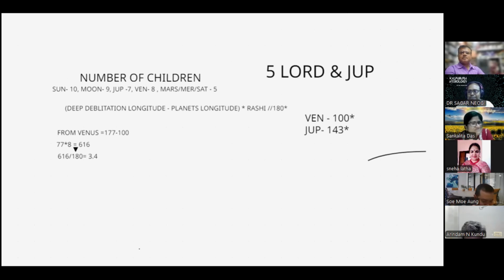Right? Is it clear? So that is the Rashmi. Everyone, please understand. We shall do three methods of calculating the number of children. This is the first method. We shall do the divisional chart method in the divisional chart portion, and the Ashtakavarga method in the Ashtakavarga portion. But this is Parashara's simple technique. The rule is the deep debilitation longitude of the planet minus the planet's longitude. One minute, please, one minute.